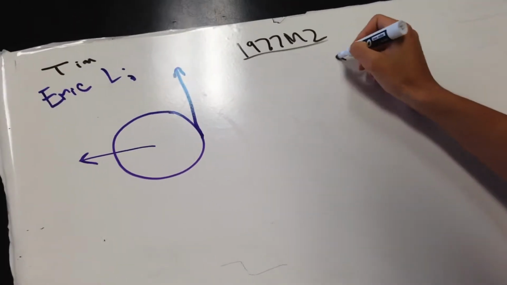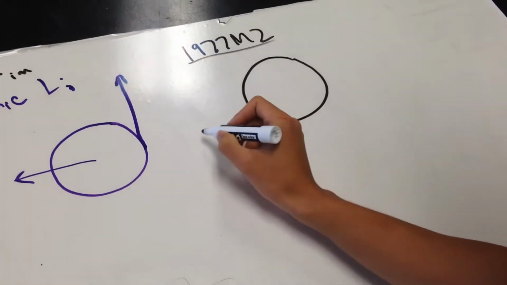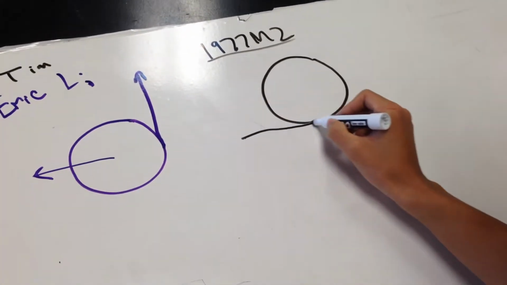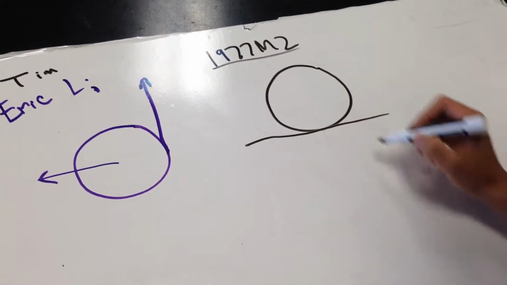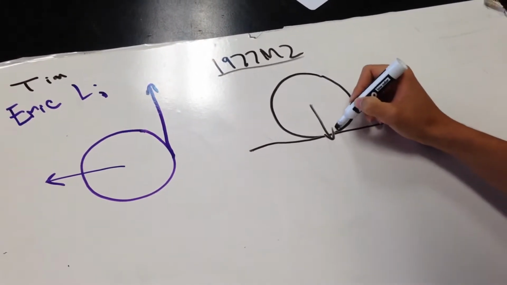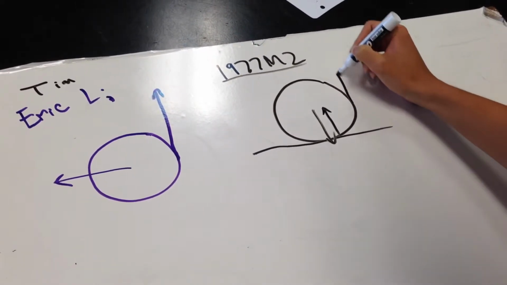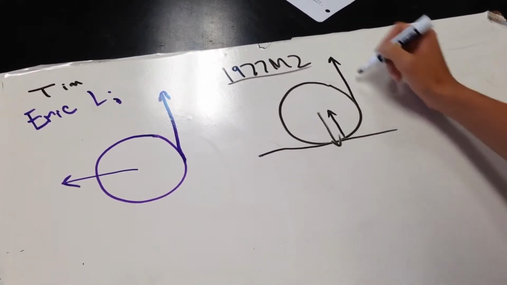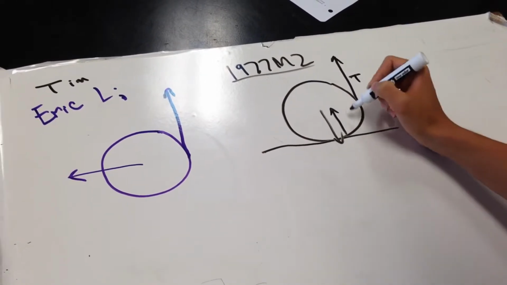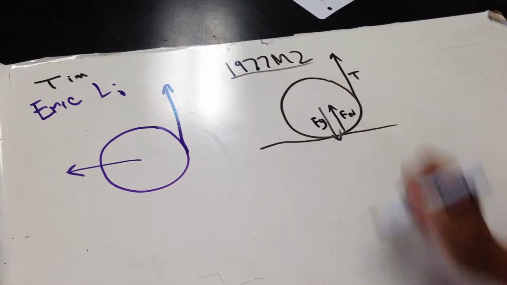Okay, so you've got to start by drawing the system. And this system is on a horizontal surface. So there's a force gravity and there's also a normal force. But there's also a force tension that's pulling up at the same time. So force tension T, force normal, and force gravity.